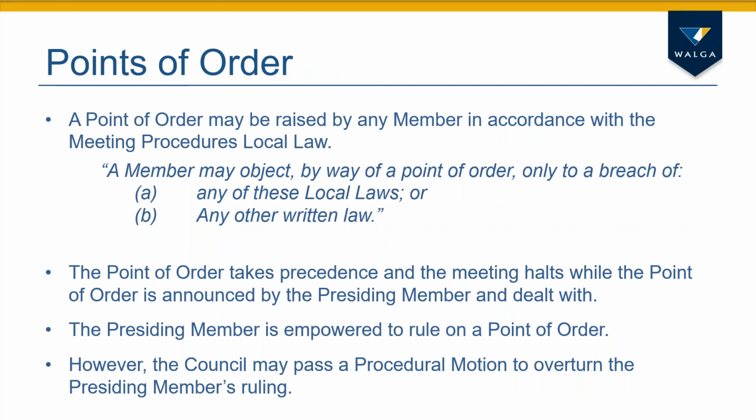Points of order. A point of order may be raised by any member in accordance with the meeting procedure local law. A member may object by way of point of order only to a breach of any of these local laws or any other written law. The point of order takes precedence and the meeting halts while the point of order is announced by the presiding member and dealt with. The presiding member is empowered to rule on a point of order. However, the Council may pass a procedural motion to overturn the presiding member's ruling.